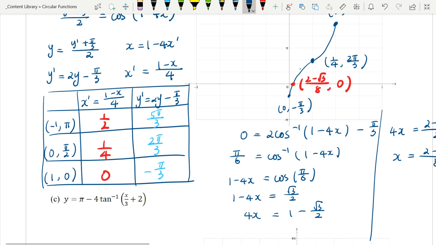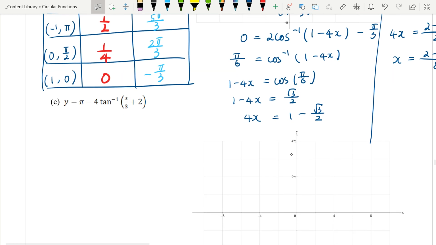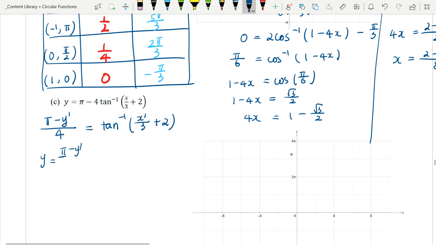We finished cosine inverse? Yep. Okay, so for tan inverse, pi minus y over 4 equals tan inverse of x dash over 3 plus 2. Now move the 4 tan inverse to the side and move minus y to the other side, and divide by 4. So y equals to pi minus y dash over 4, and x equals to x dash over 3 plus 2.